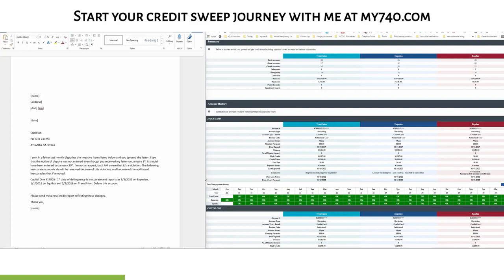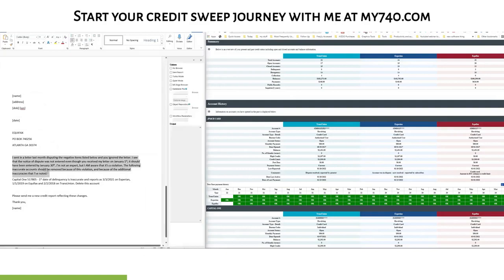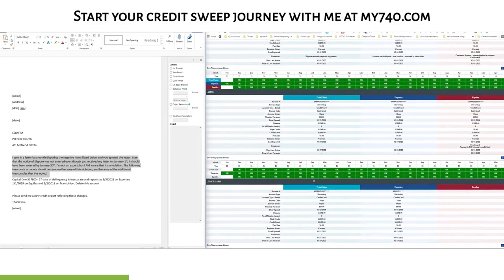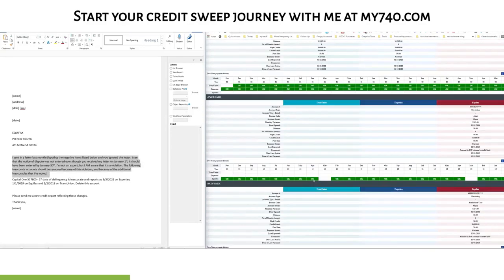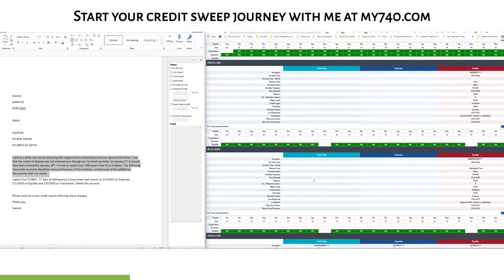So if this were in fact a letter that I was writing for this client, I would not be using this first paragraph. I would very simply use something else like, you didn't correct the inaccuracies on these accounts, delete them, and then these are the disputed accounts. All right. So we're going to go and find our first account that needs to be disputed and removed.